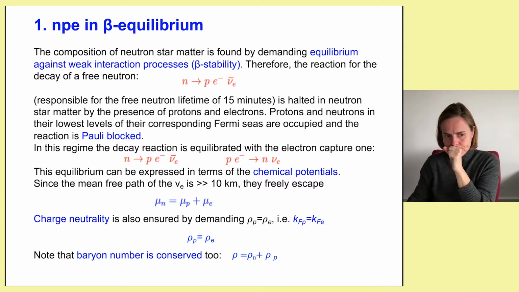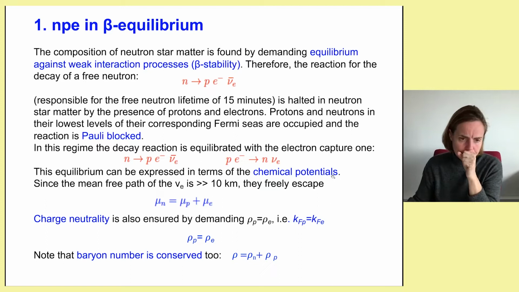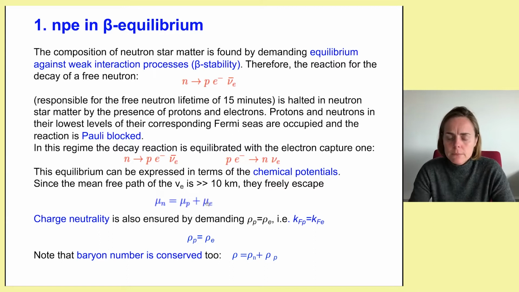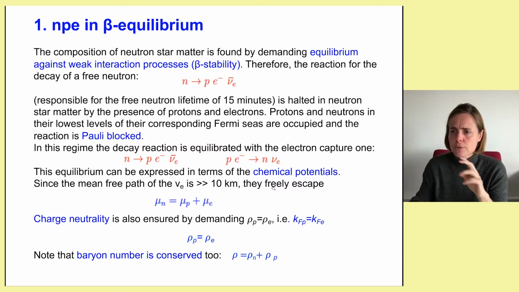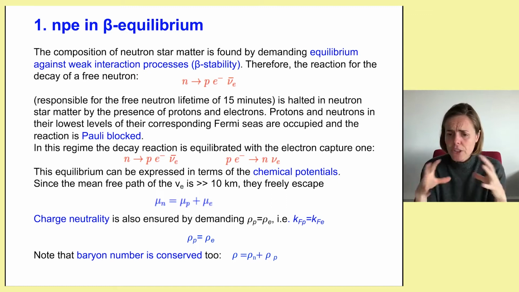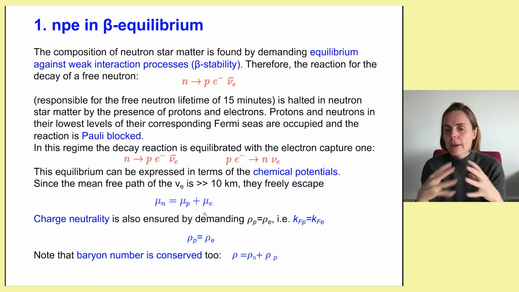This equilibrium can be expressed in terms of the chemical potentials. So basically, you have a relation between the chemical potential of the neutron, the proton, and the electron. Why don't neutrinos appear? Because they freely escape. Basically, when the equilibrium is established, the neutrinos have already left. So these reactions are understood in terms of the chemical equilibrium, given by the chemical potentials.